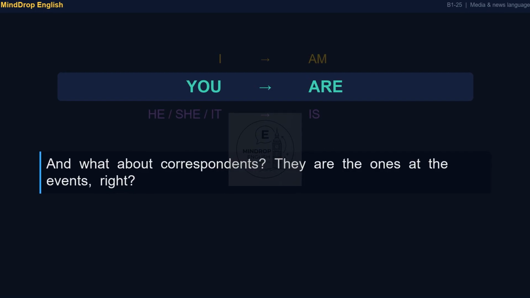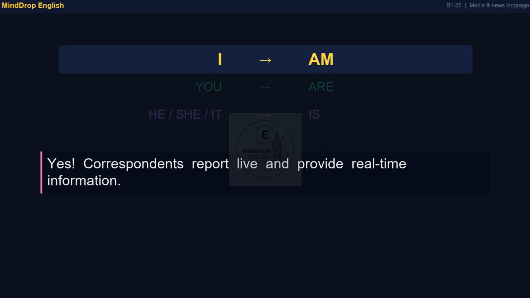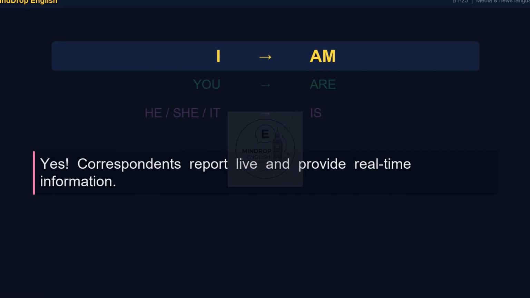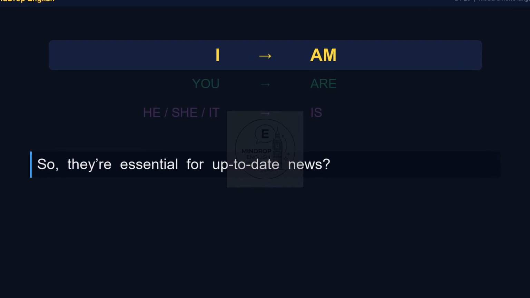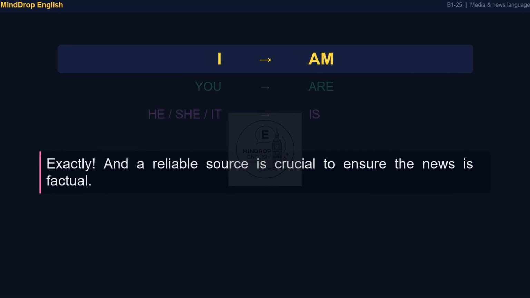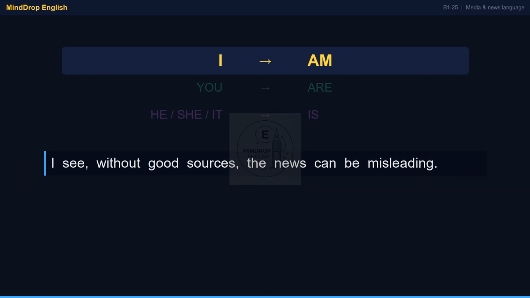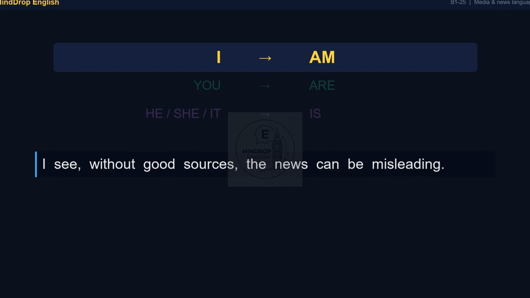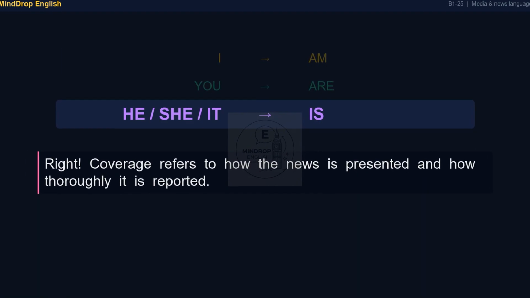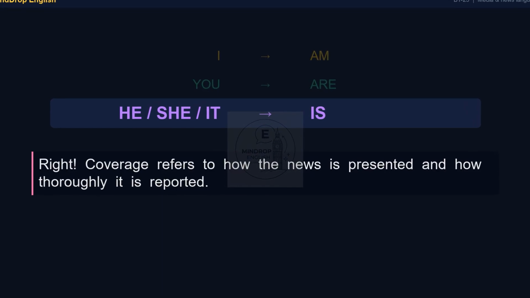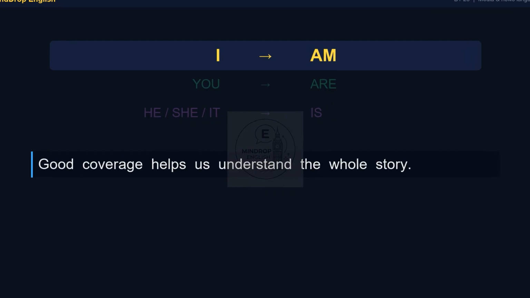And what about correspondents? They're the ones at the events, right? Yes. Correspondents report live and provide real-time information. So, they're essential for up-to-date news? Exactly. And a reliable source is crucial to ensure the news is factual. I see, without good sources, the news can be misleading. Right. Coverage refers to how the news is presented and how thoroughly it is reported. Good coverage helps us understand the whole story.